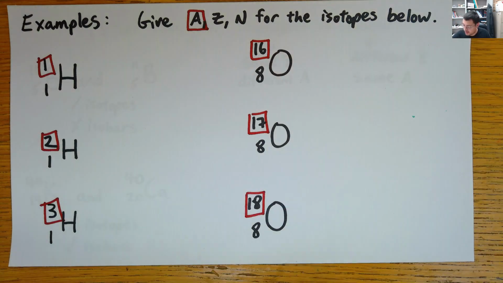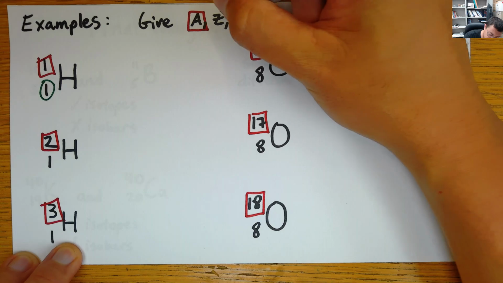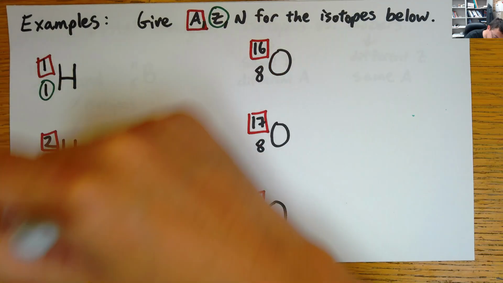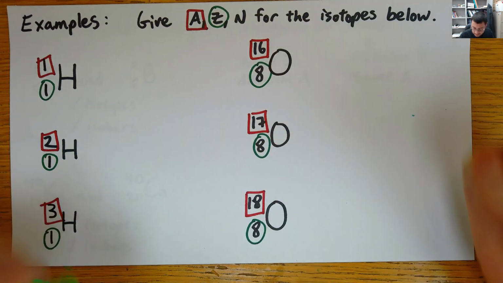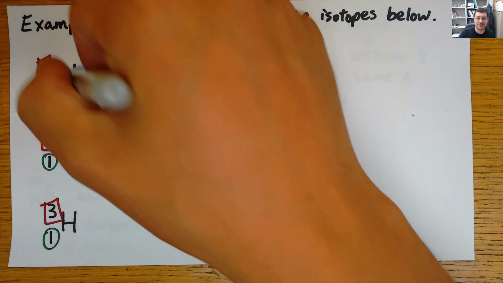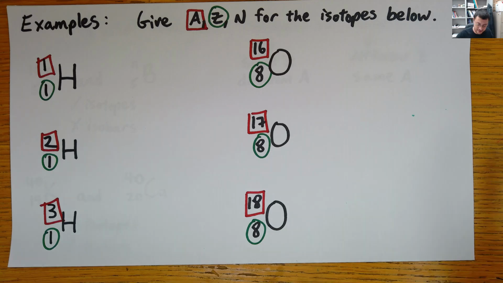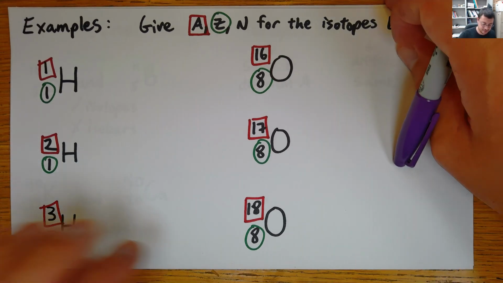I'll do the same thing with the Z's. I'll use green circles. And then for the N's, well, that doesn't go into the isotope symbol, so we will have to calculate that. Okay, so spend a minute or two working on these, and then you can compare with my answers. All right, here are my answers.